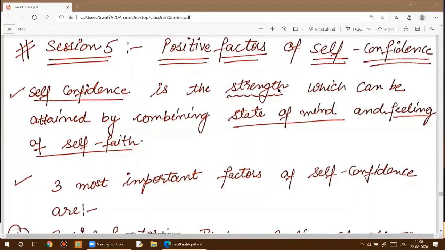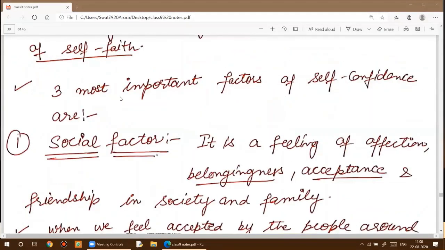You will feel strength inside you. You will have a positive state of mind. You will have self-faith inside you. So having self-confidence is very important. Okay, what factors can affect your confidence level? There are three main important factors that can affect your confidence level.